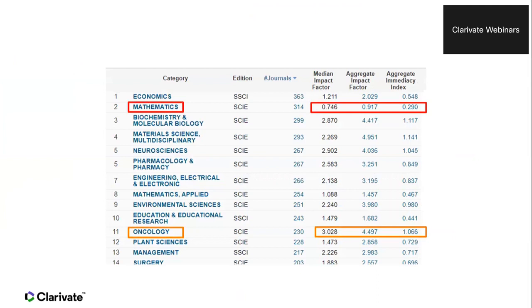So that is because the citation rates in these two subject areas are very different. Oncology is a more interdisciplinary area. You have a lot more researchers. Mathematics is more niche, with fewer researchers publishing in these journals, and fewer citations.